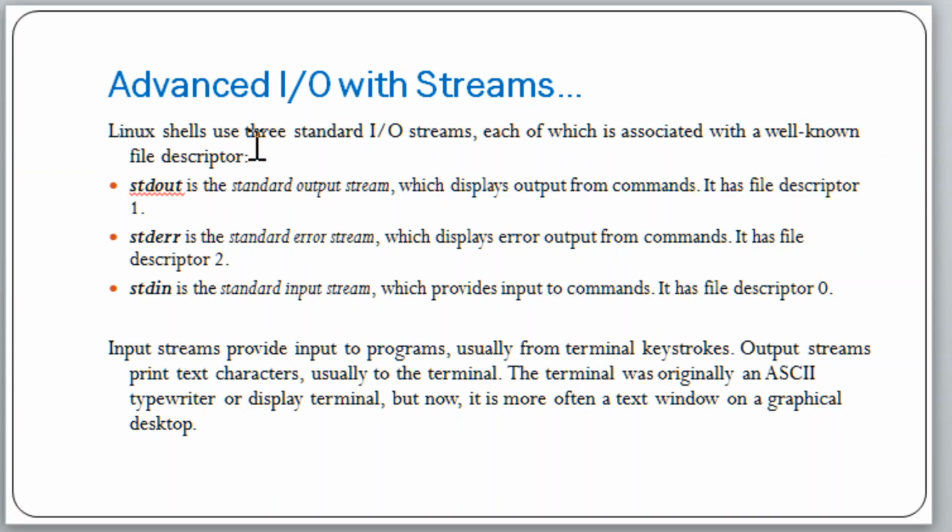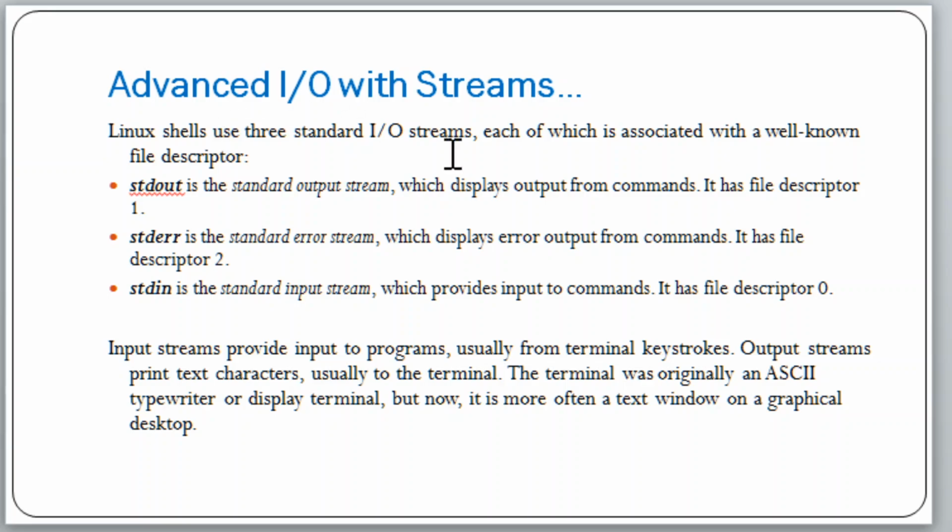Linux shell uses 3 standard input-output streams, each of which is associated with a well-known file descriptor. We have standard out. This is the standard output stream, which displays output from commands, and it has the file descriptor of 1. We have standard error, which is the standard error stream, which displays error output from commands. It has the file descriptor 2. We have standard in, which is a standard input stream, which provides input to commands and has file descriptor 0.